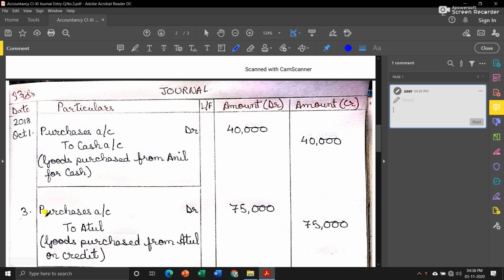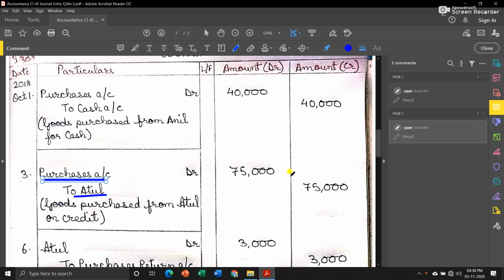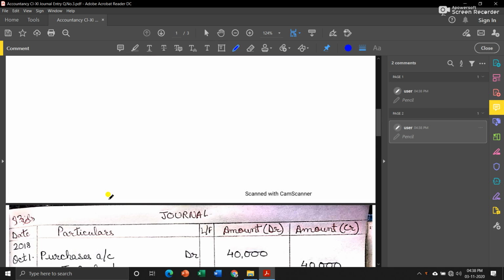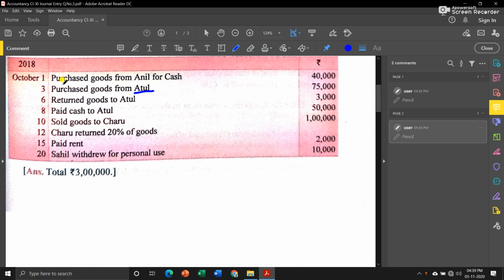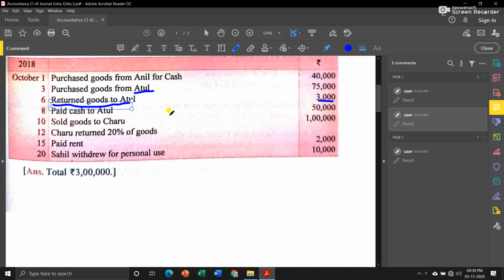So our transaction will be purchases account debit to Atul account, Atul 75,000, and in the narration you can write goods purchased from Atul on credit. Now the third transaction is return goods to Atul, means the purchases that we have done earlier, out of that we had returned some goods worth rupees 3,000 to Atul.